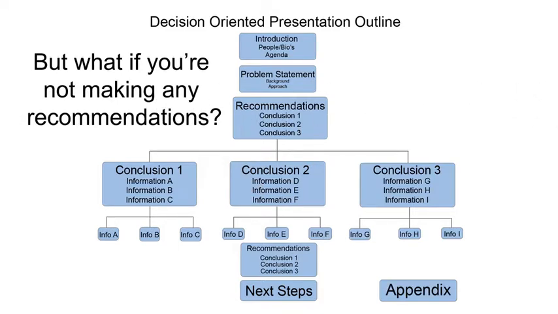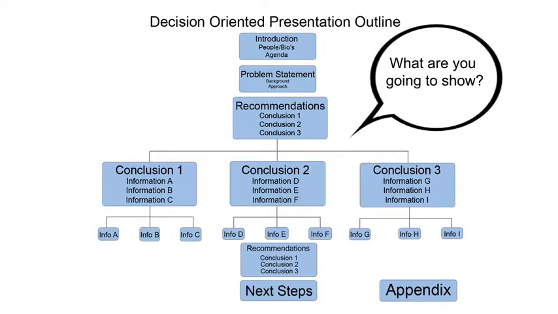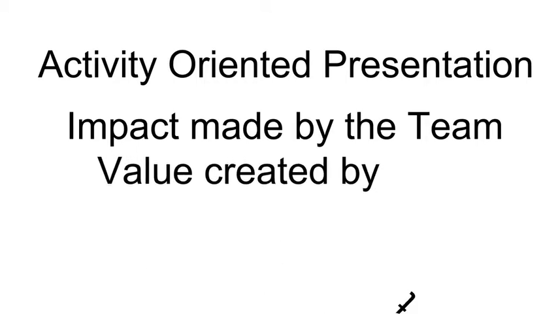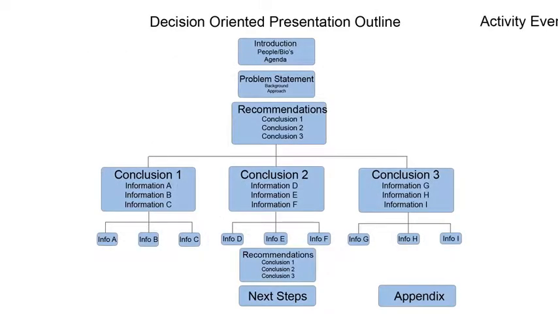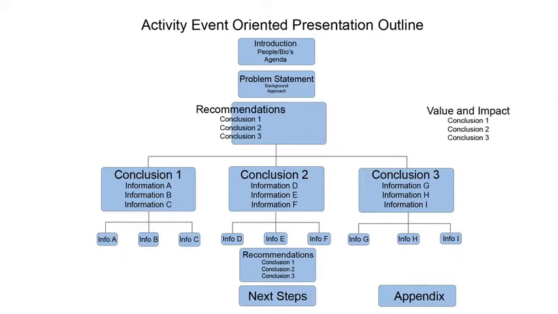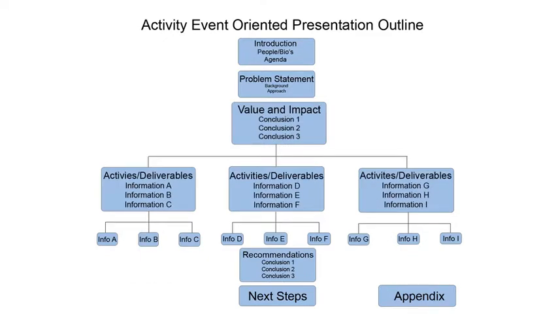But what if you're not making any recommendations? If you completed a project that was primarily events or activities, what are you going to show on your final presentation? The most important thing in an activity-oriented presentation is to define the impact made by the team and the value created by the activities or events. The key changes you will make to the standard presentation in an activity or event-oriented presentation include: replace recommendations with value and impact added. Replace conclusions with activities or deliverables of your project.